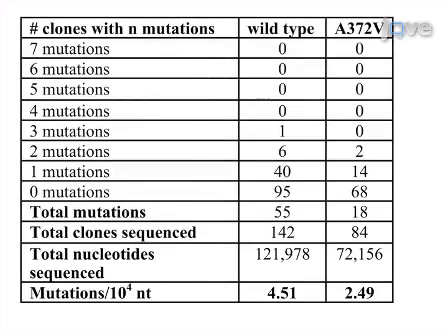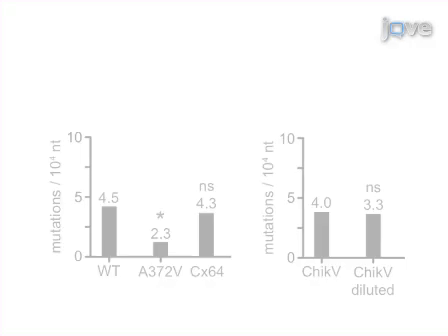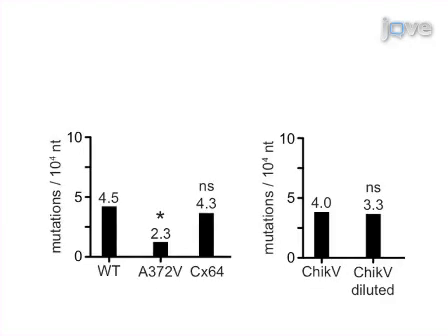The table shows the ranked distribution of sequenced clones by number of mutations. Statistical comparison of ranked values can determine whether one distribution is significantly different from another. For easier interpretation, the numerical data obtained from sequence and statistical analyses can be represented either as a chart or histogram, as shown here. The A372V virus generates fewer mutations than wild-type and presents a significantly lower mutation frequency with a p-value of less than 0.01.